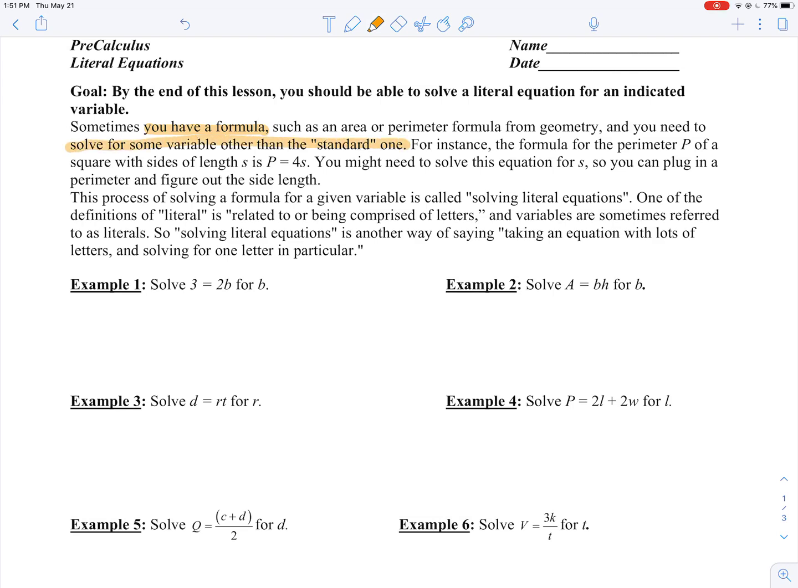So they gave you, for example, the perimeter formula. Maybe you want to solve the equation for S instead of it being solved for P. And so the process for solving the formula is called solving a literal equations. One of the definitions of literal equations is related to or being comprised of letters. The variables are sometimes referred to as the literals.